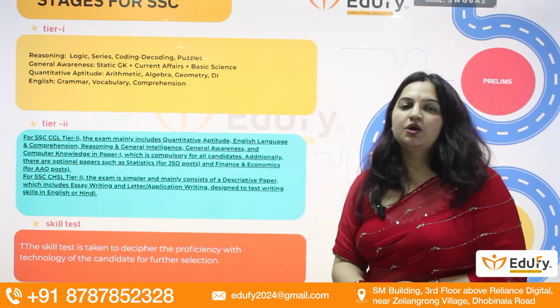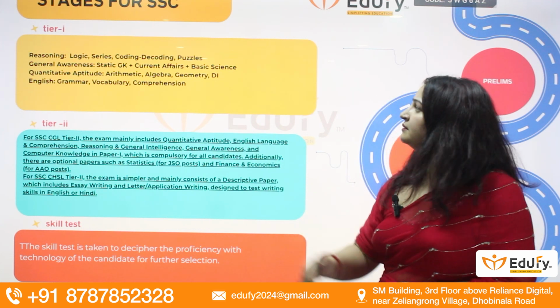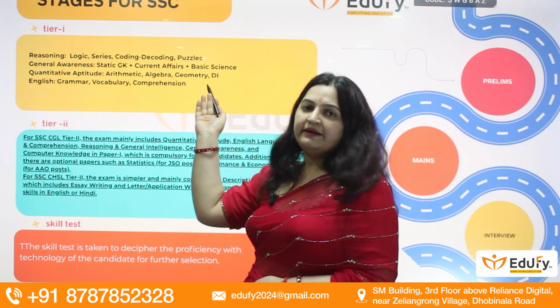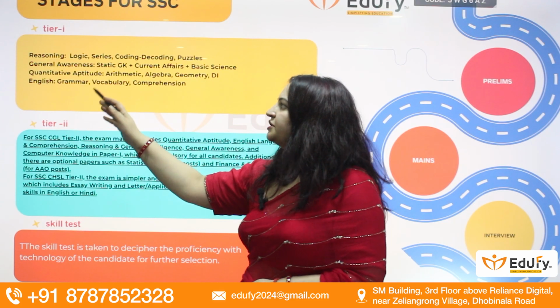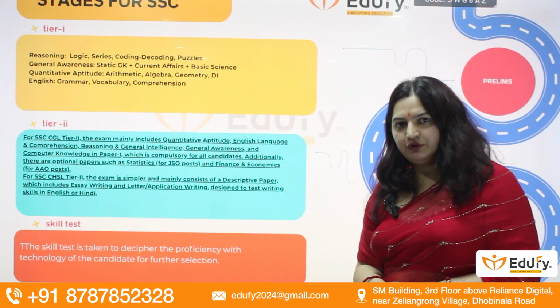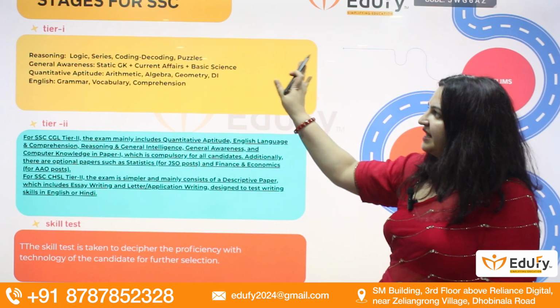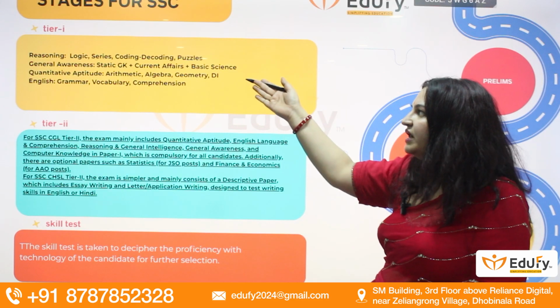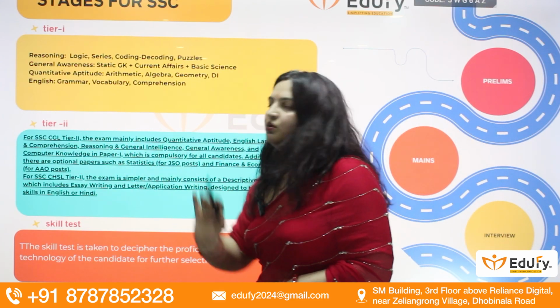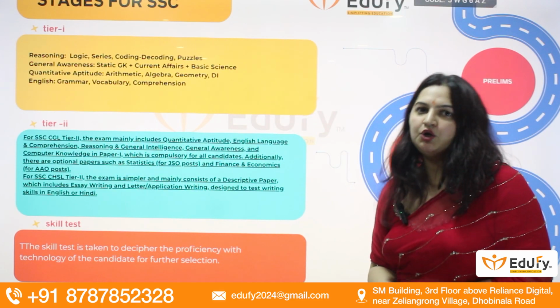Quant includes your mathematics, algebra, arithmetic, geometry, data interpretation, and English. English includes grammar and vocabulary and comprehension. So that is the tier level 1. If you qualify this exam, you will be going for the tier 2 exam.